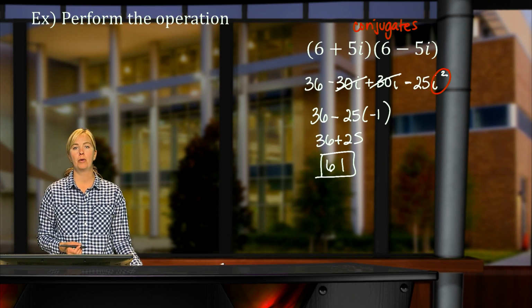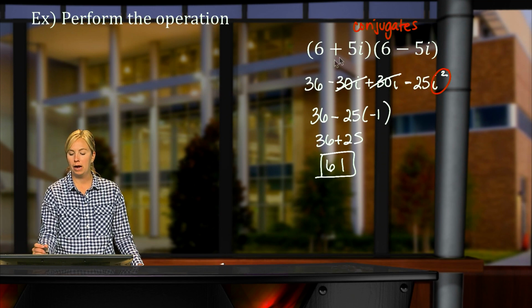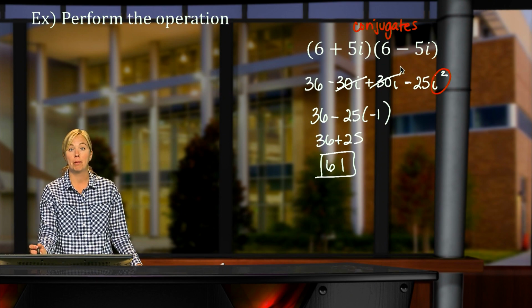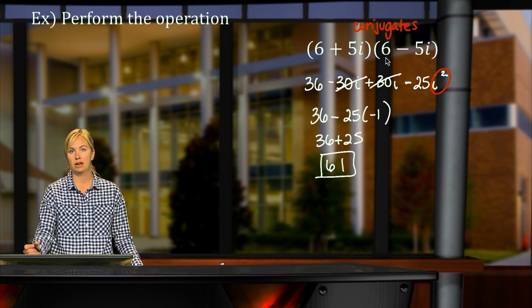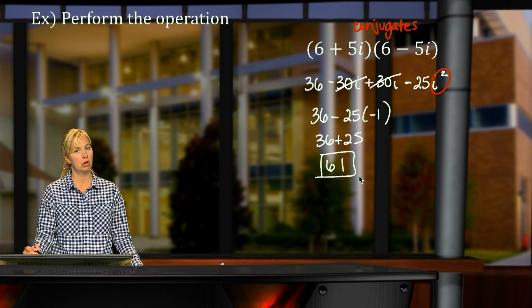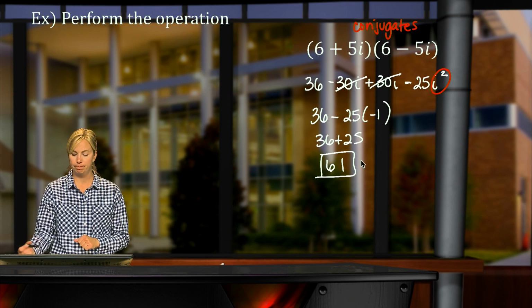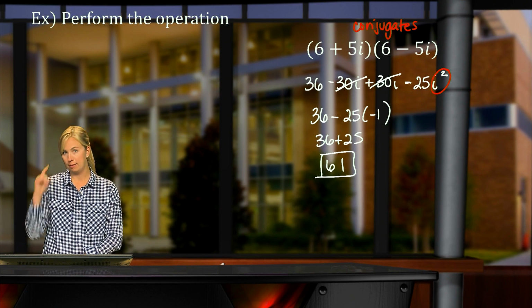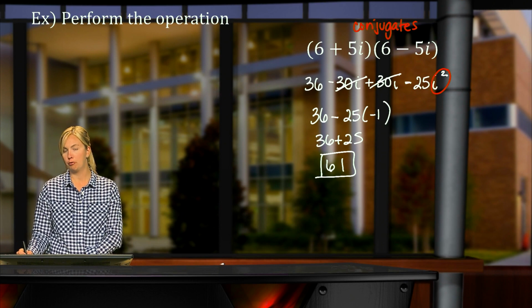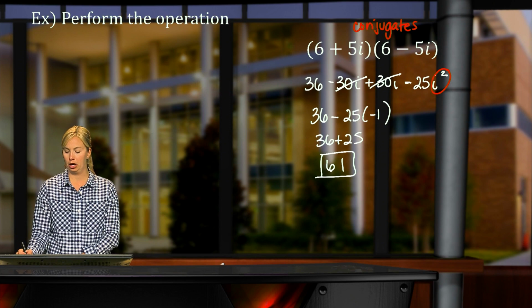So one other thing that we want to observe: when we multiplied these conjugates, and they were complex numbers, our answer was no longer complex. It became real because we lost that i component. Something to maybe remember if we're trying to get rid of i's somewhere.